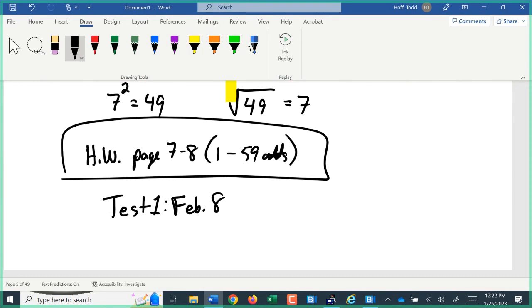On that test, I shouldn't say no calculator. I should say you have to show your calculation. You can use your calculator, but you have to show the calculation. You have to show setting up the problem, borrowing if you're subtracting, going through setting up the long multiplication or division and all that. With that, that is our time right there.